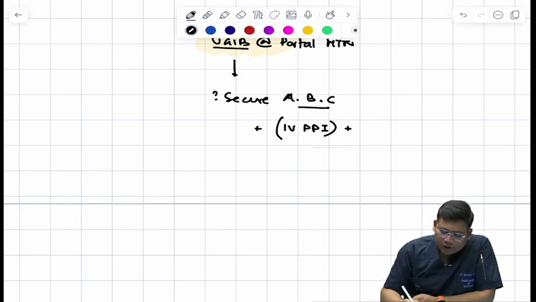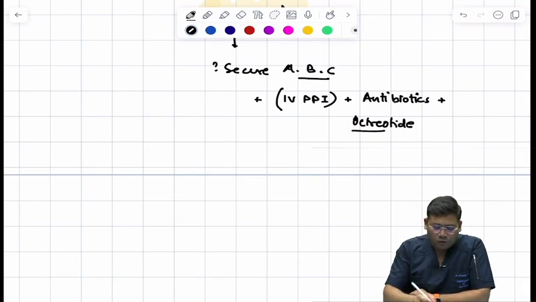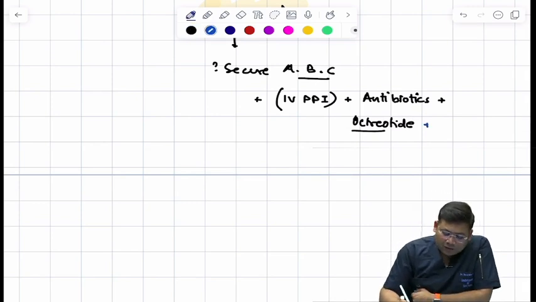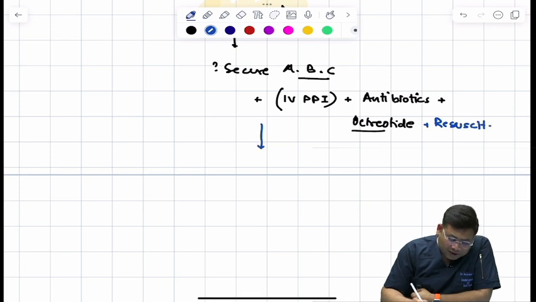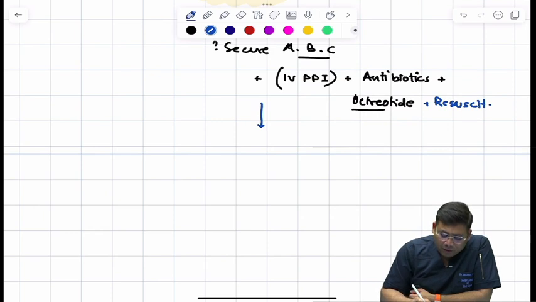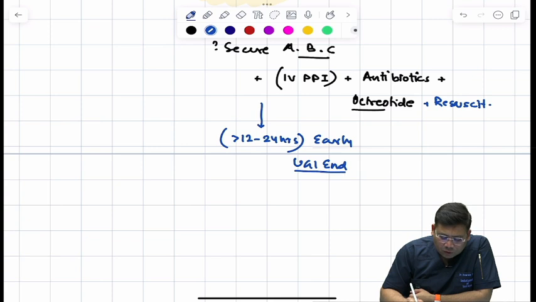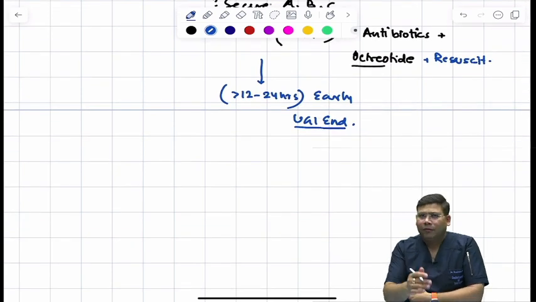Along with that, you have to start with antibiotics. This is again very important. And along with that, you have to start with octreotide. This is the simplest approach that we have to go for. And along with that, always start with the resuscitation. Once the patient is hemodynamically stable, within 12 to 24 hours, more than 12, but within 24 hours, you have to go for early upper GI endoscopy. There is no added advantage if you go for endoscopy within that phase.